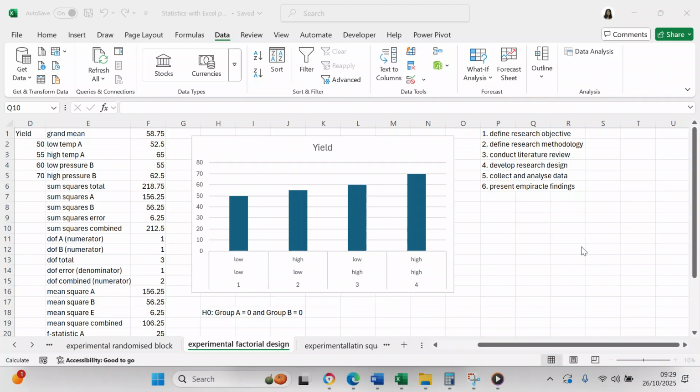In this video, what we're going to be talking about is experimental factorial design. And so in order to perform experimental design, you have to carry out 6 steps.